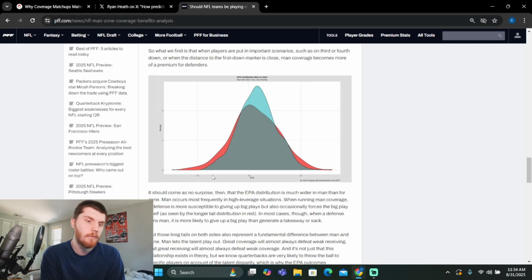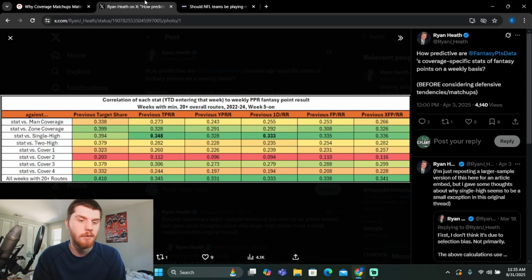And so if you have a small sample size of man attempts, there's going to be a wider range of performance, higher variance than against zone. And so I think that's what's showing up here, that you just have a wider range of variance. And so that last 5, 6, 7 weeks of sample size is less reliable than against zone, because zone has less variance. And so that's kind of interesting to see.